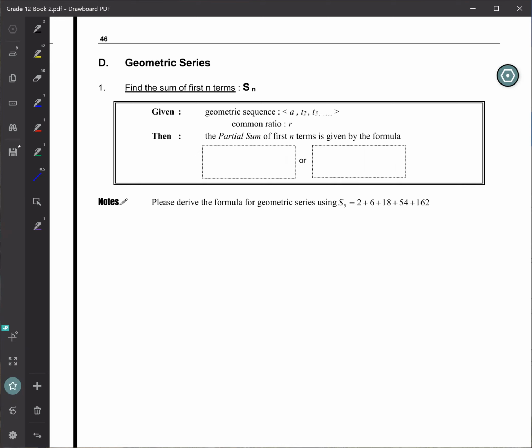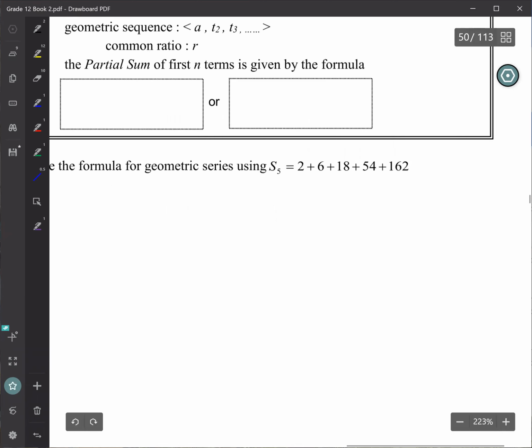Okay, so for series, geometric series is adding up all the terms. So for example, here we have S5, right? S5 means adding up these 5 terms. So what's the ratio for this series? Cindy? 3. Yeah, okay, very good. Each time you need to multiply by 3, right? So let's put that on the side.